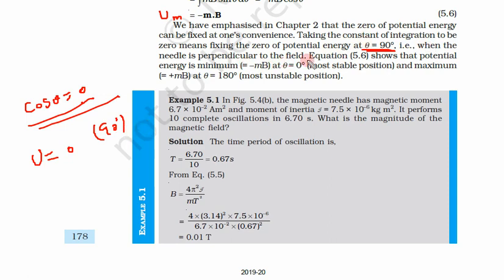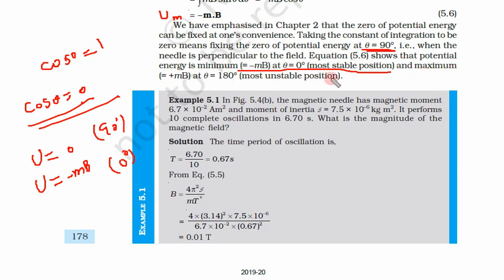Now when the potential energy is minimum, if you put theta equal to 0, cos 0 is 1. So this potential energy is equal to minus mB. So this is very less. So this is the most stable position. This 0 degree is the most stable position. That means both the magnetic moment of the needle and the magnetic field are pointing in the same direction.